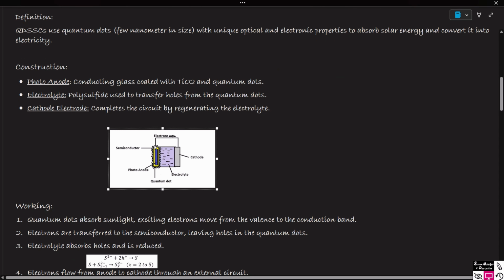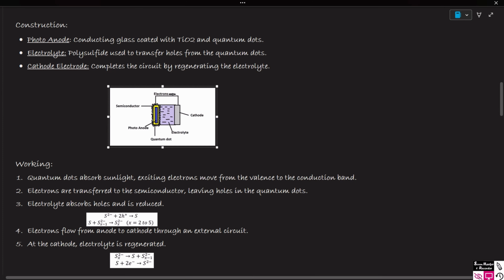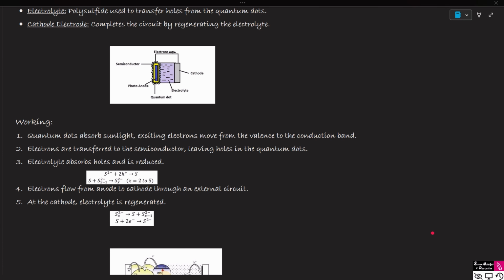Okay, so this diagram is important. You need to draw the diagram. Invigilators mainly look into the diagram and they ignore the theory part most of the time. So you look after the diagram. Okay, so moving to the next part, which is working.